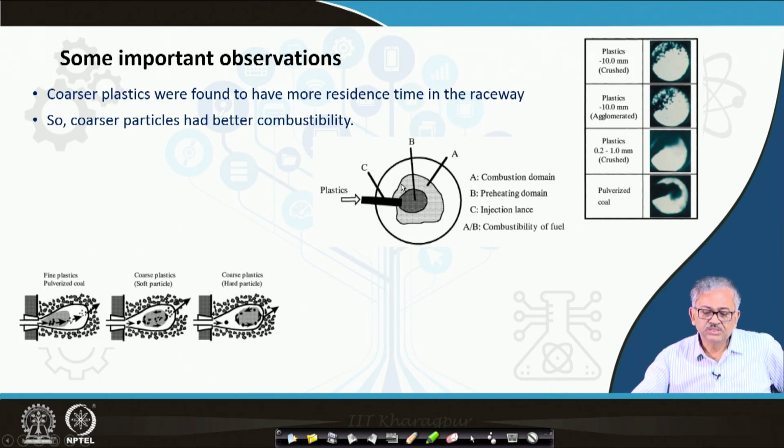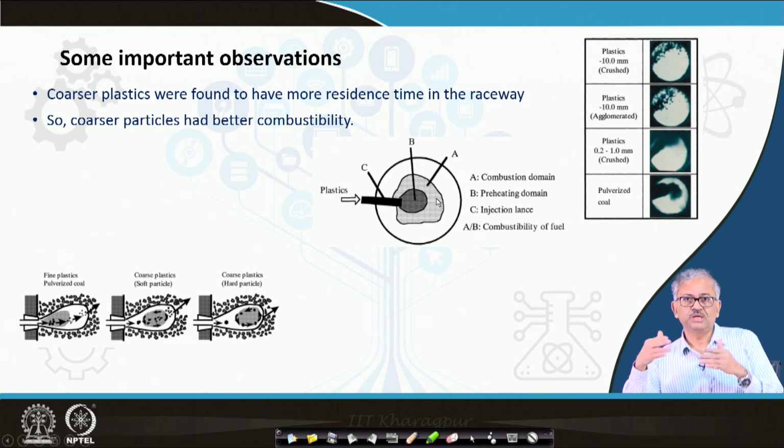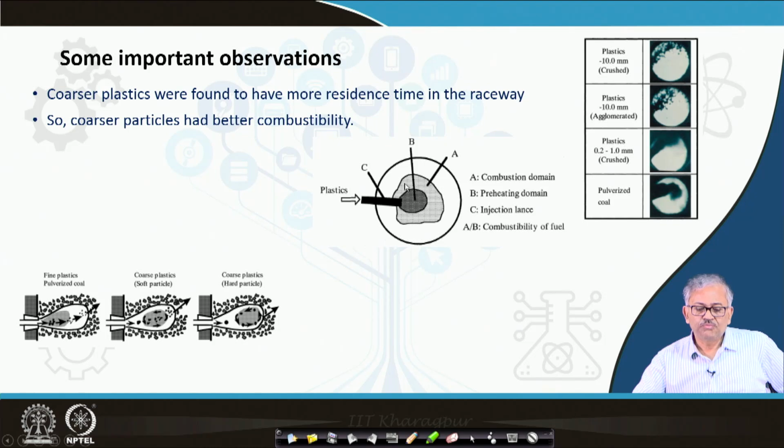So, if A to B is more, then your combustibility is more. That means if your combustion zone is more, then your combustibility is more, because you will combust more; if this zone is less, you do not have sufficient time for combustion. That is the simple reason. So, A, that is the combustion zone, should be comparatively larger than the preheating zone. This ratio they measured, because they can easily capture from the high speed camera the ratio of A by B, and then the combustibility of the fuel is decided.